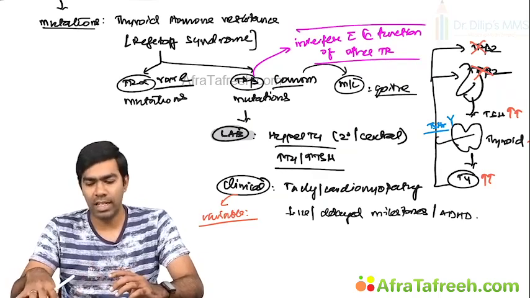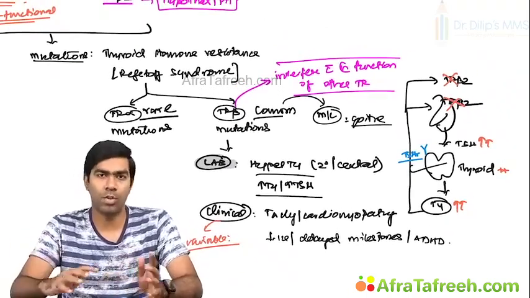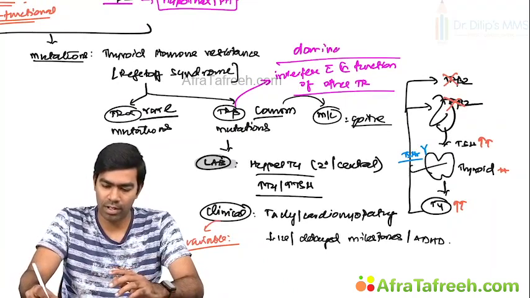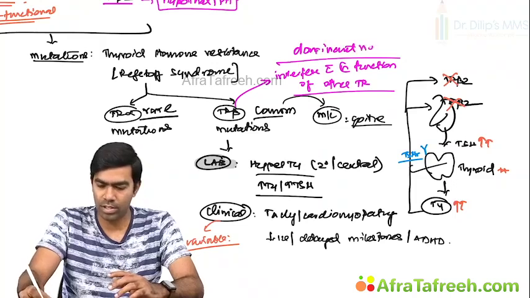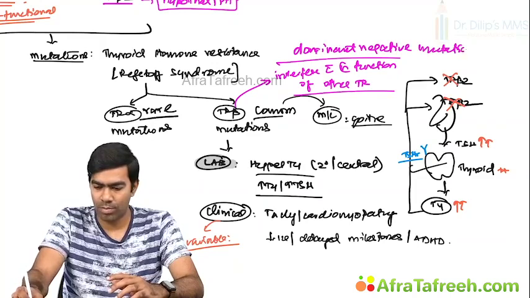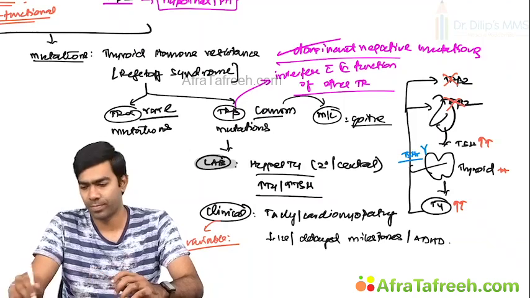So this inhibition or interference of the normal functioning of other thyroid hormone receptors by the mutated thyroid hormone receptor is what we refer to as a dominant negative effect, or these kinds of mutations are called dominant negative mutations. This is a very important point. One of the important examples of these dominant negative mutations is this thyroid hormone receptor mutation.